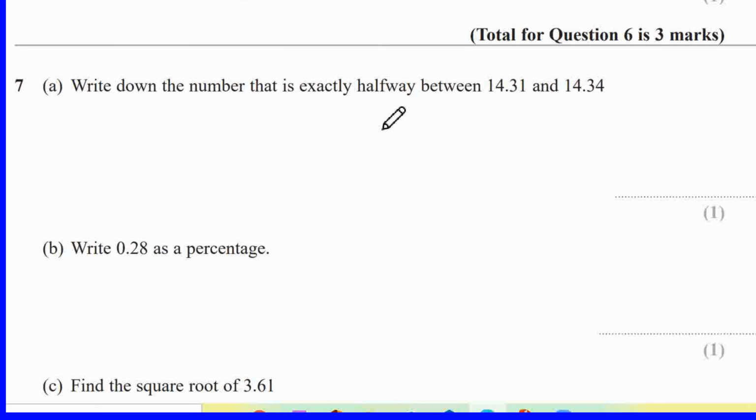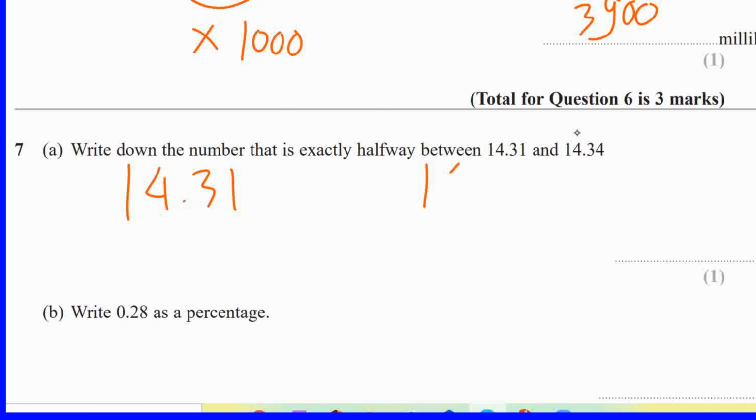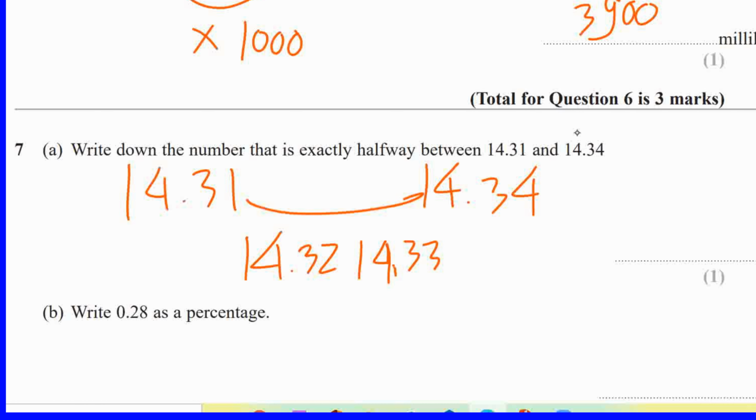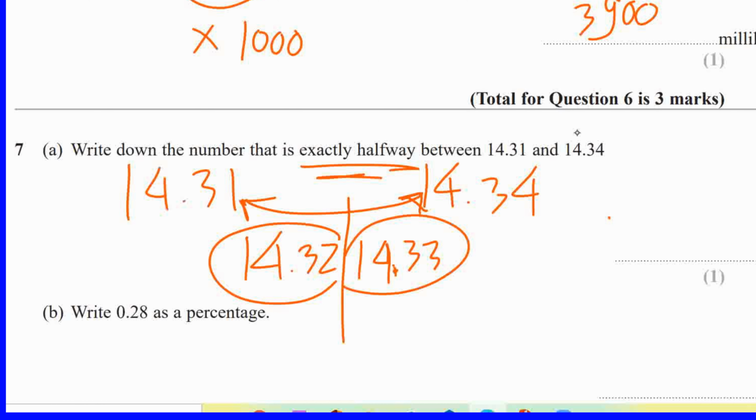Let's go to number 7. Write down the number that is exactly halfway between 14.31 and 14.34. We analyze this. So 14.32, 14.33. So there are 2 numbers in between. Halfway means it is in the middle between 14.32 and 14.33. So it must be 14.325. It is halfway between these 2 numbers.